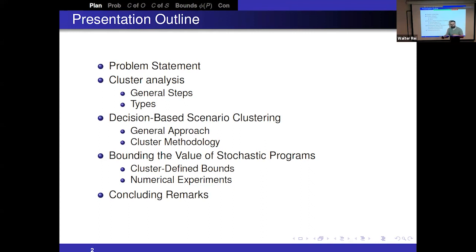So in terms of the modeling, first modeling what we are interested in clustering, right? Modeling the problem, which then helps us really understand what is being done in terms of the methodology. Then I will talk about what we propose, this idea of decision-based scenario clustering. Then go into some general bounds, right? So how the clusters can actually be used to compute efficient bounds for stochastic programs, and then some concluding remarks.